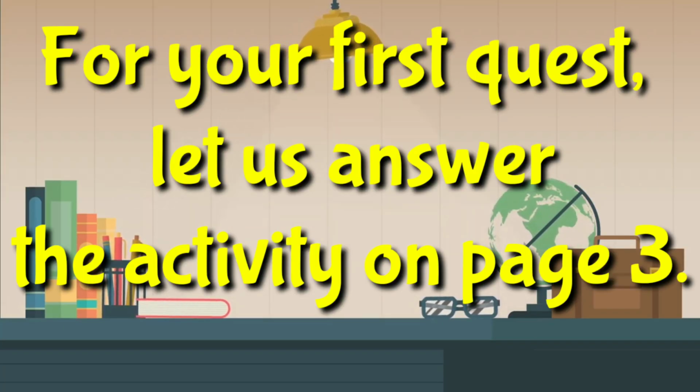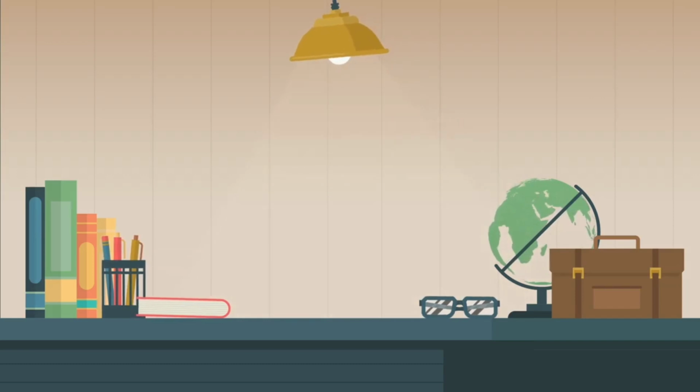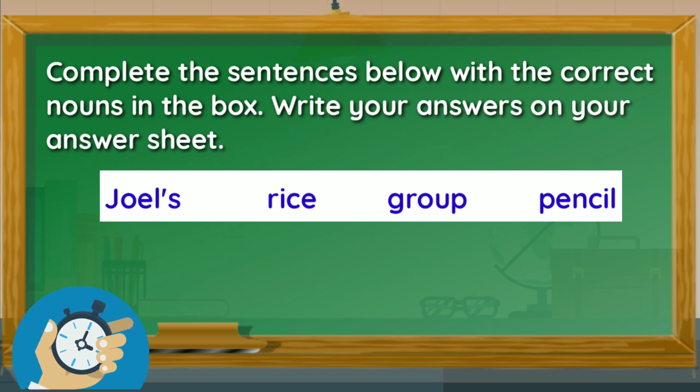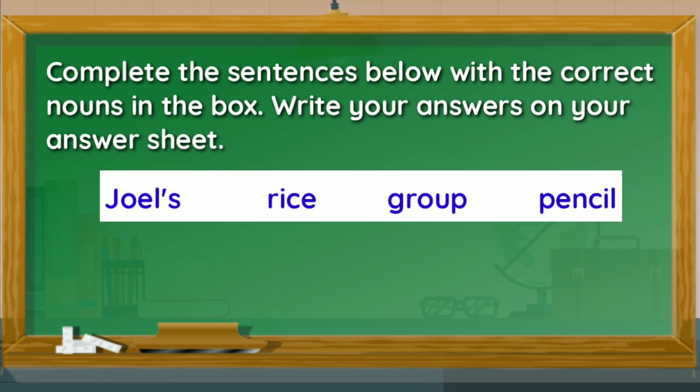Let's go! For your first quest, let us answer the activity on page 3. Are you already in page 3? Complete the sentences below with the correct nouns in the box. Write your answers on your answer sheet. You will be given 5 seconds to answer each sentence. Are you now ready? Let's start.